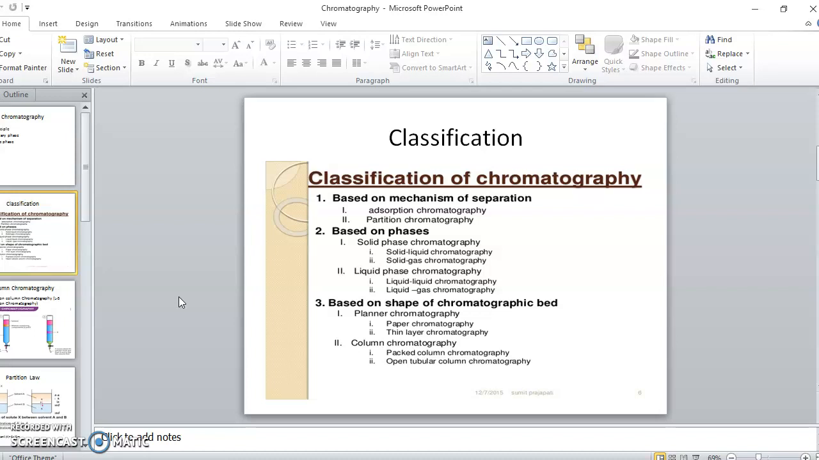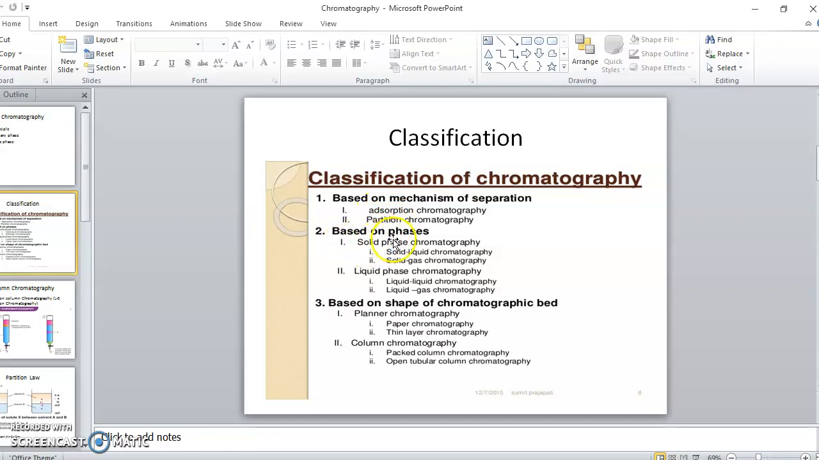If the separation is based on adsorption, you know what adsorption is, then it is called adsorption chromatography. If the mechanism of separation is partition, it is called partition chromatography. We'll discuss the term partition later.